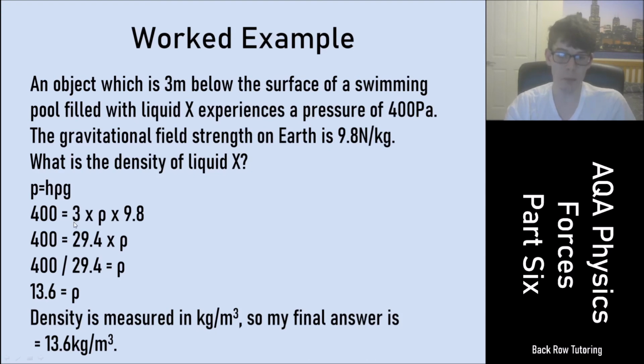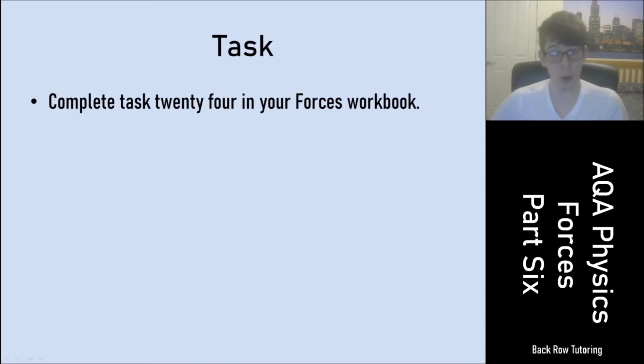So what we can do is multiply 3 by 9.8 to get 29.4, and then divide both sides of this equation by 29.4 to get 400 divided by 29.4 is equal to our density. That means our density is 13.6, and since density is measured in kilograms per meter cubed, our final answer is 13.6 kilograms per meter cubed. And just a quick note here, this symbol isn't a P, it's the Greek symbol rho, which is different because it doesn't have the little flick on the P here. If you're following along in your revision workbook, complete task number 24.